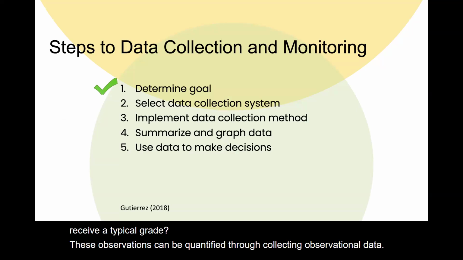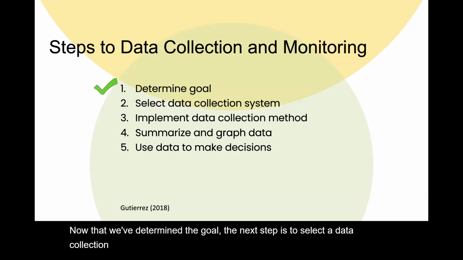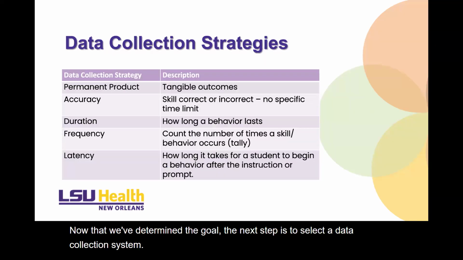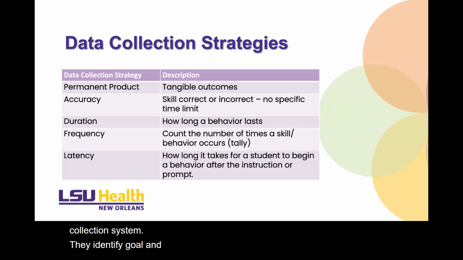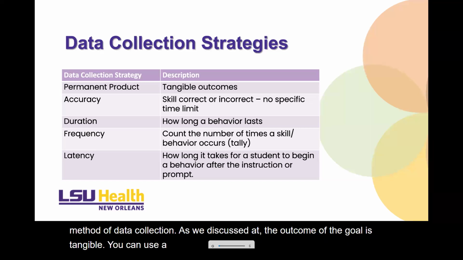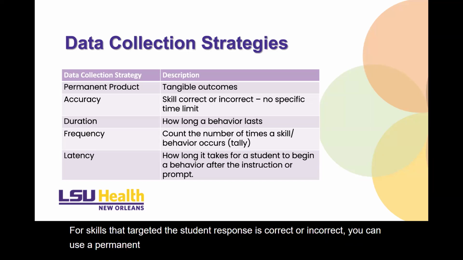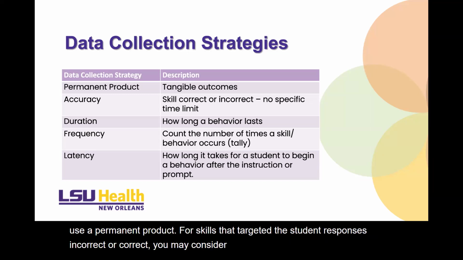Now that we've determined the goal, the next step is to select a data collection system. The identified goal and type of skill being targeted will inform an appropriate method of data collection. As we discussed, if the outcome of the goal is tangible, you can use a permanent product. For skills that target if the student response is correct or incorrect, you may consider accuracy.